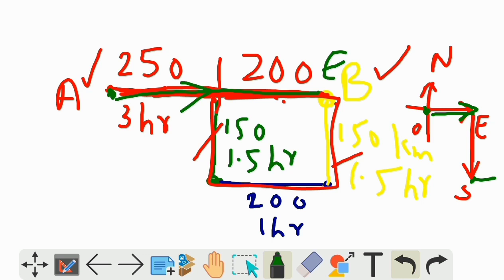Whatever the directions he has traveled in between, we need not bother about it. Only from initial position to final position, what is the direction? That is what we have to consider. So the direction is towards east direction. So as we have here different distances and different times, this finding of speed and velocity is nothing but average speed and average velocity for us.